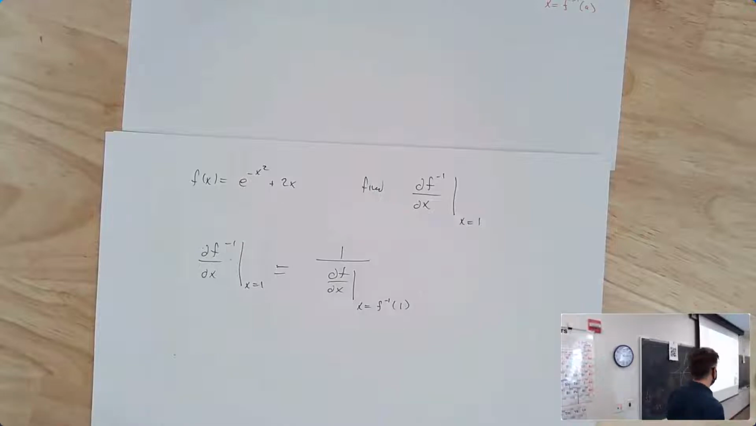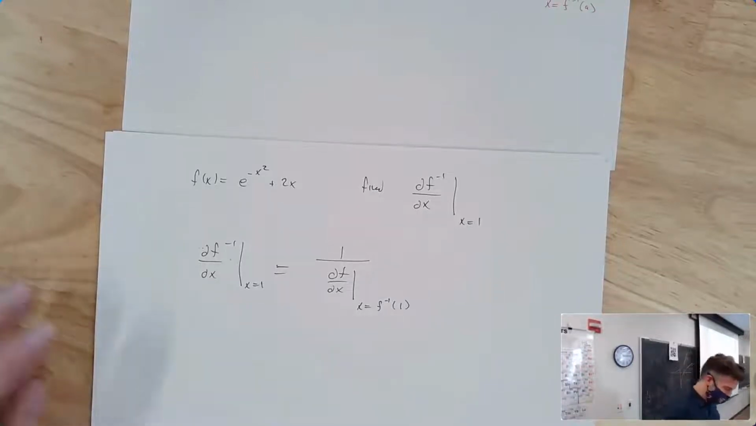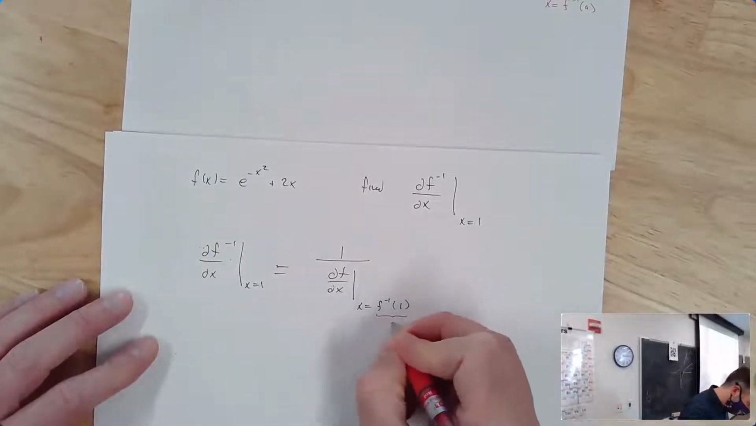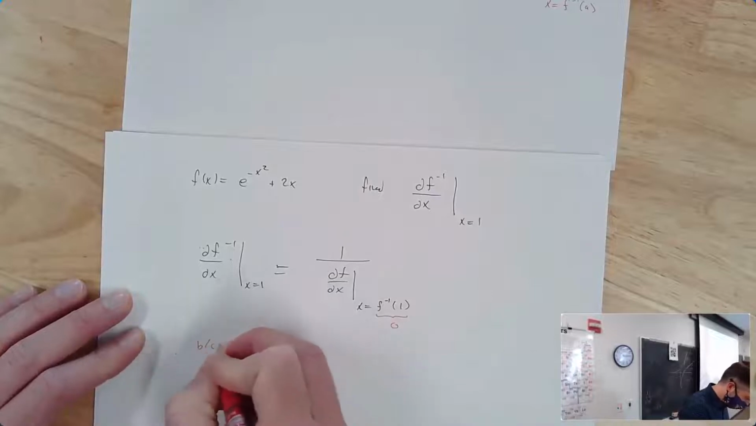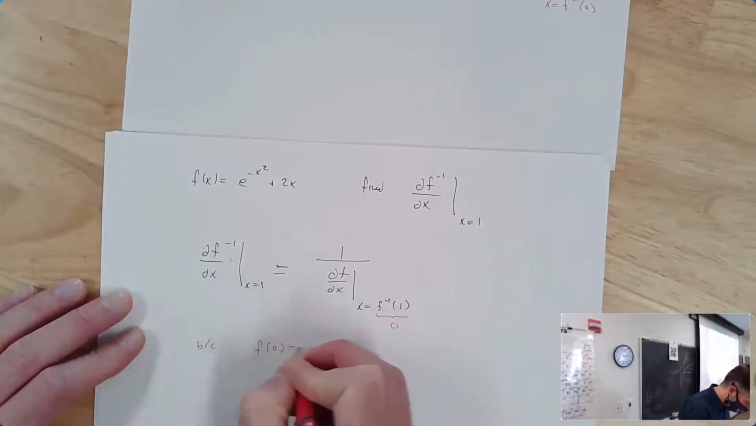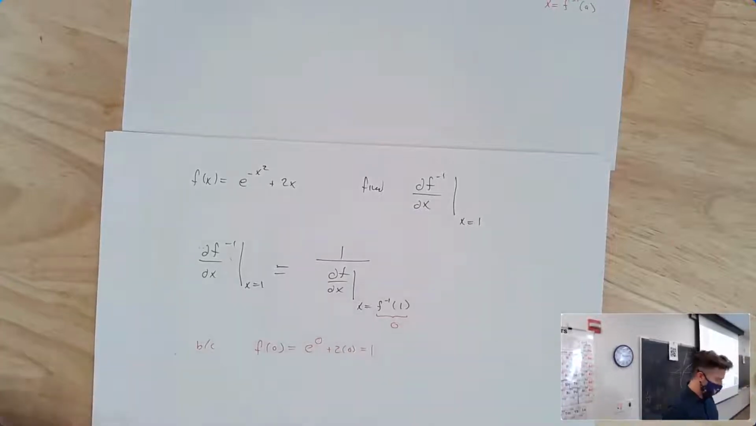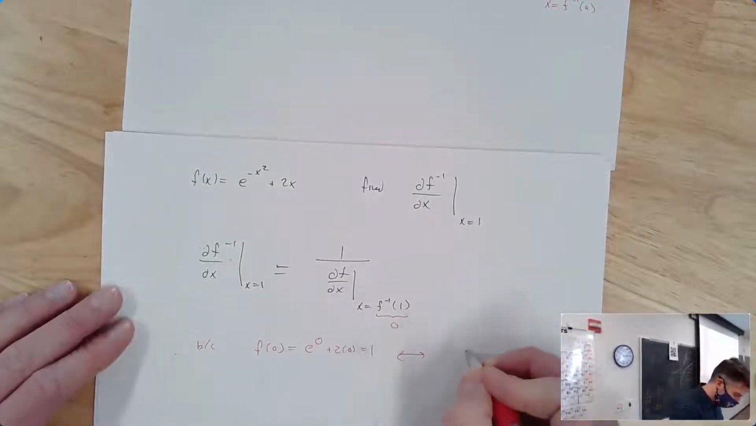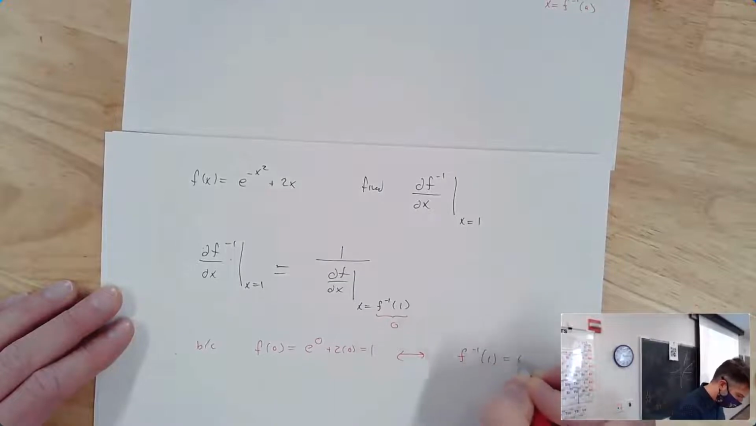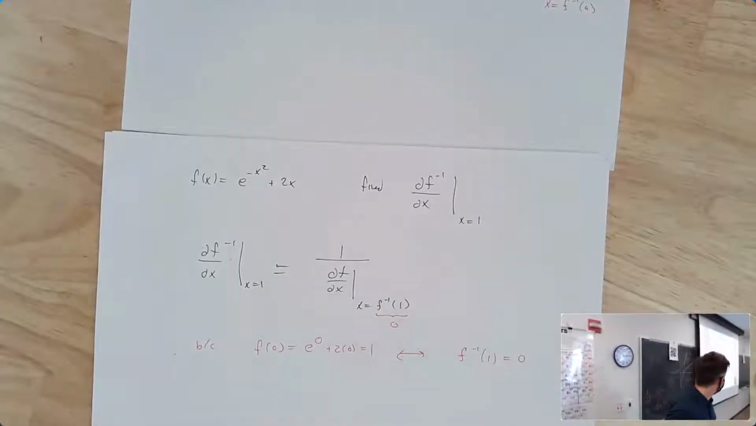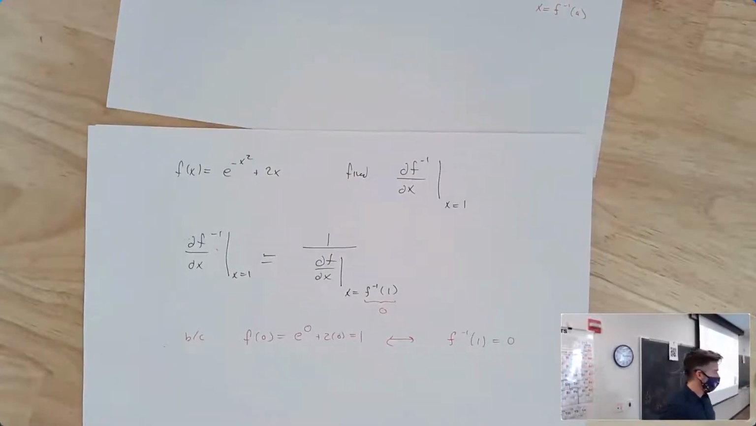So the whole idea here is that usually they make it so it's something you can just guess, right? So f inverse of 1 is definitely going to be 0 because we can see that f of 0 equals e to the 0 plus 2 times 0, which is 1, which is the same as f inverse of 1 equals 0. So that's the idea here.